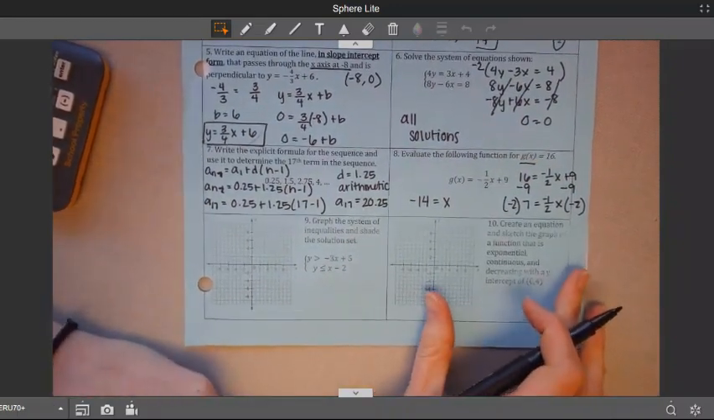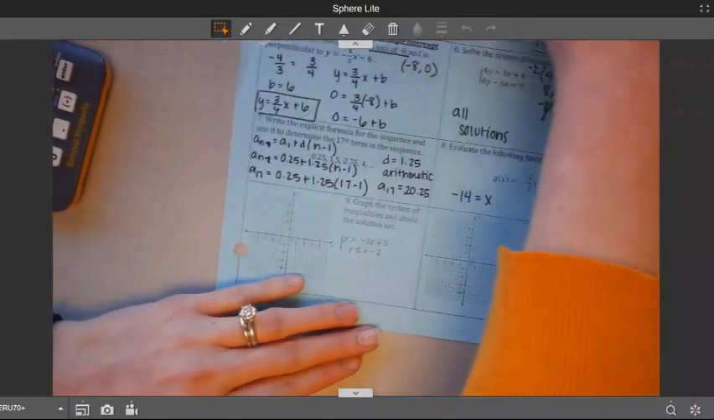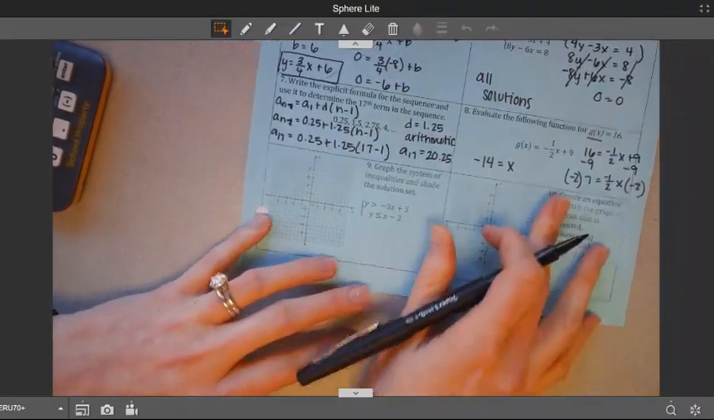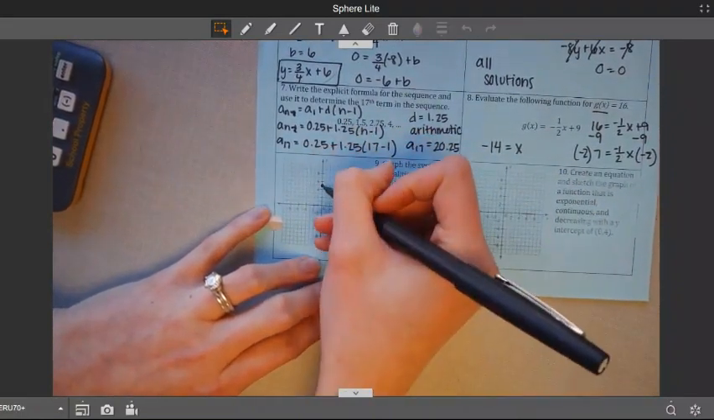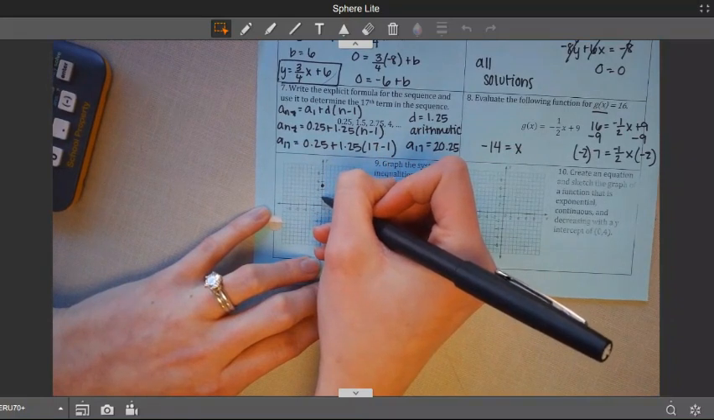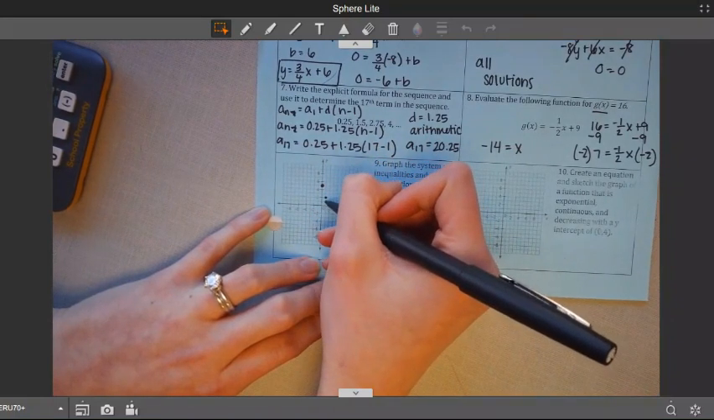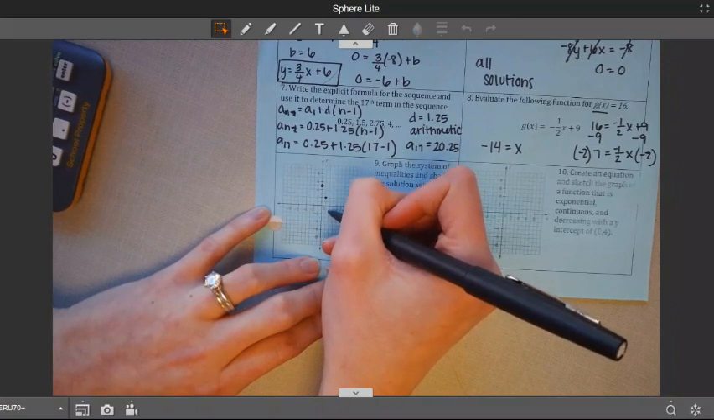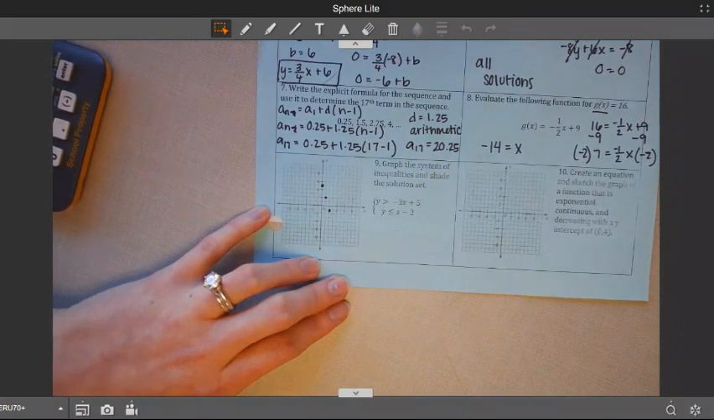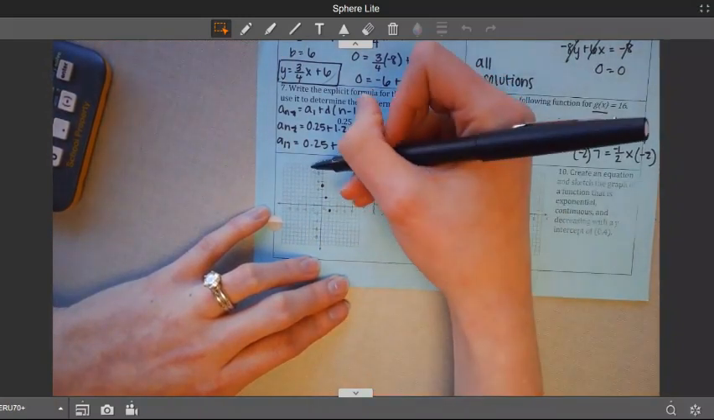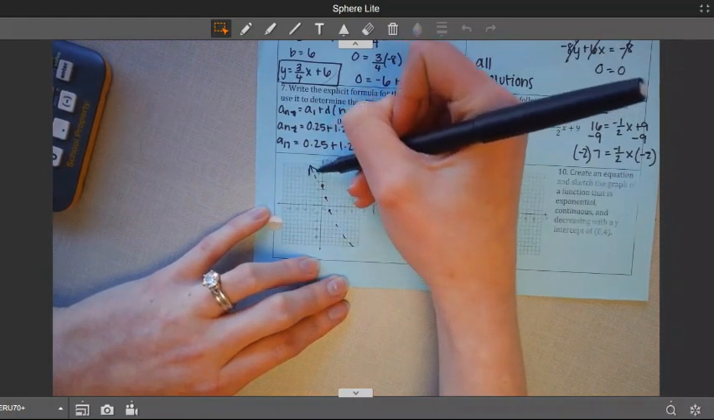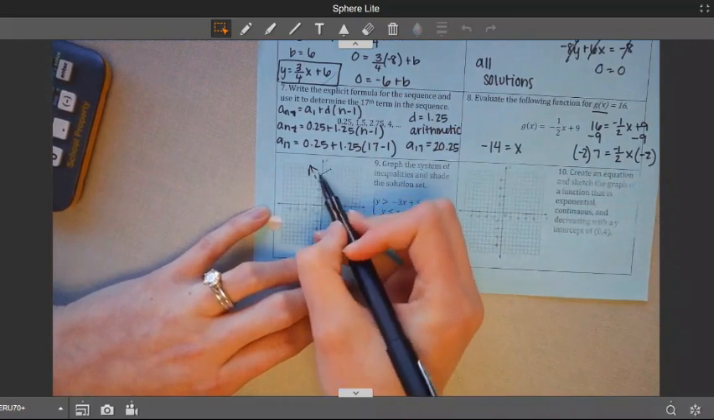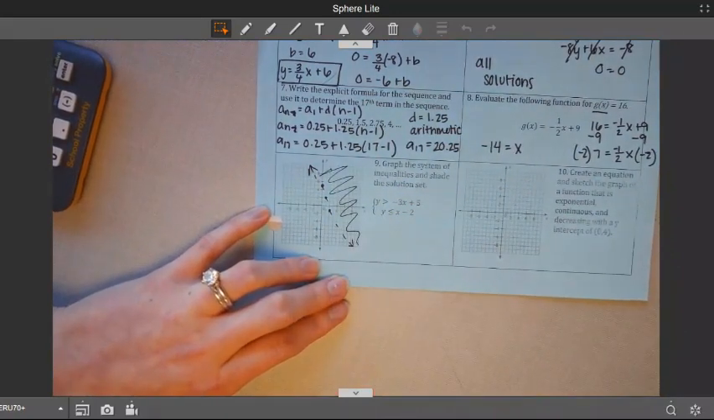Number 9, graph the system of inequalities and shade the solution set. So here I'm going to start with the y-intercept at plus 5. So I put my point. This is negative 3, so I go down 1, 2, 3, and I go over 1. Down 1, 2, 3, over 1. And now this is my equation. It's a dotted line because it is greater than. And it's greater than, so I shade above. So there's the first one.